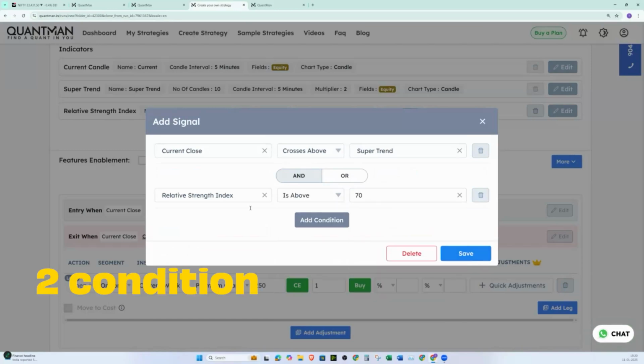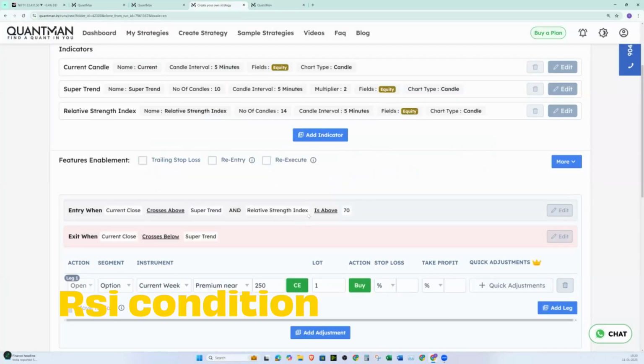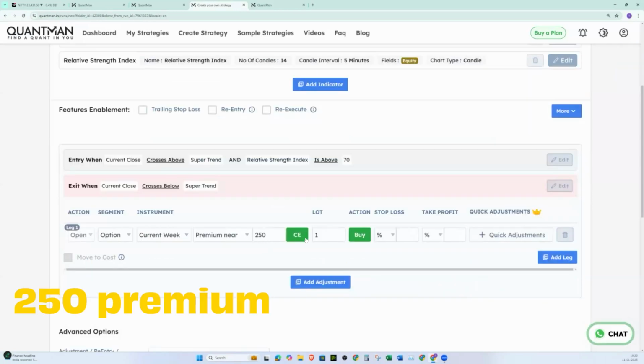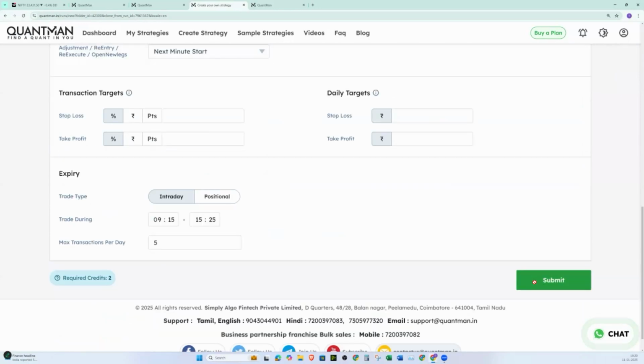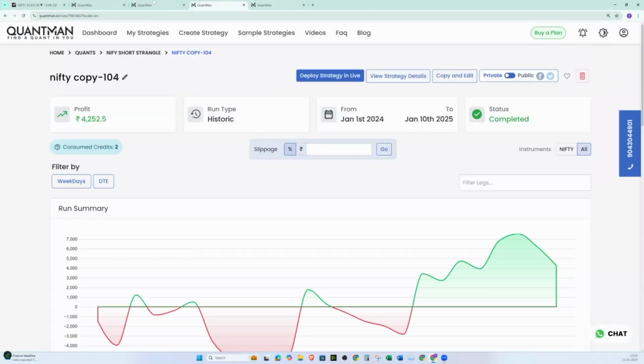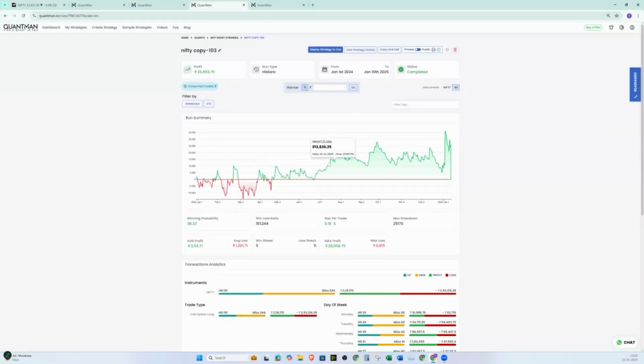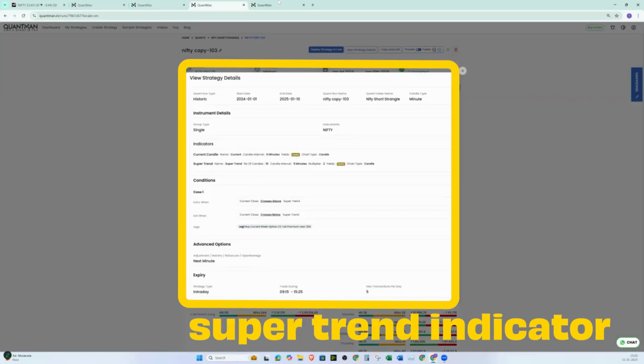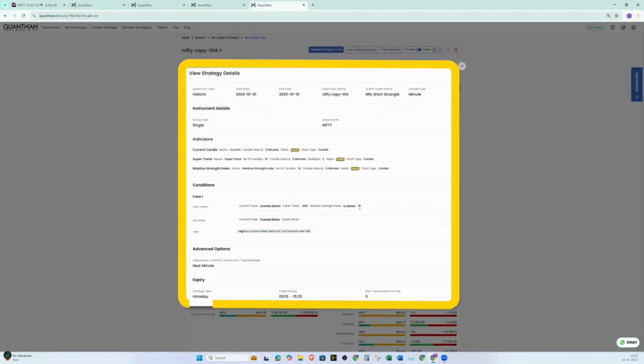Two conditions I give, one is the super trend condition, another one is the RSI condition. Both are different indicators, different parameters, but the execution is the same, 250 premium. Same trades, no other changes. I do the backtest. Here you can see this is the first one, just the super trend indicator only. Here I add one more indicator, RSI.